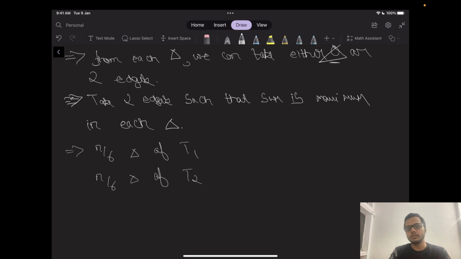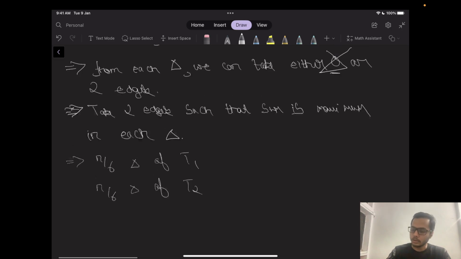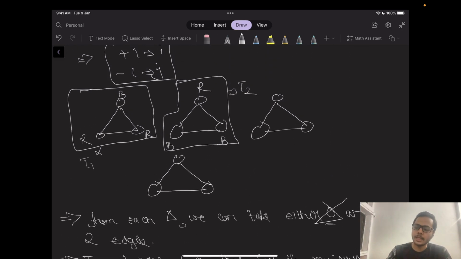So all we need to do is just choose some n by 6 triangles from the given n by 3 triangles and make them type 1 triangles, and you choose the other n by 6 triangles from the remaining n by 3 triangles and you color them red, so you color them RBB, making them of type 2. In this way, we can make sure that the number of type 1 triangles is equal to the number of type 2 triangles. And so the number of red nodes and the number of blue nodes is equal to n by 2. Hopefully this makes sense.